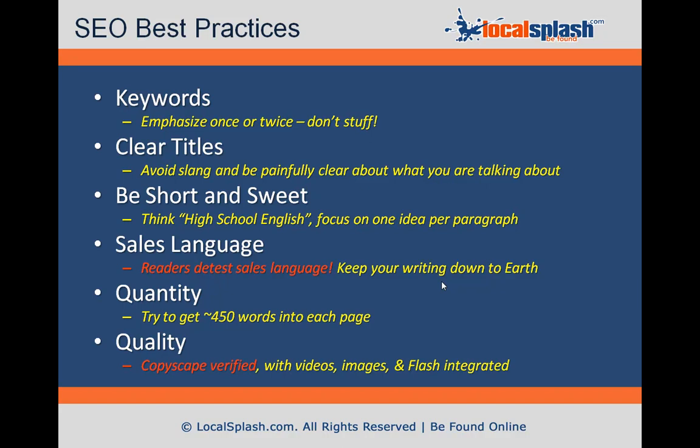In terms of quantity, try to get 450 words into each page. It's not an exact science. If you have 300 words of content, but you also have some good video and imagery and bullet lists, those can be beneficial as well. But in terms of contextual content, try to focus around 450 words, especially if you don't have any other content.